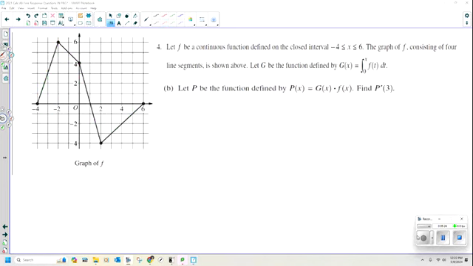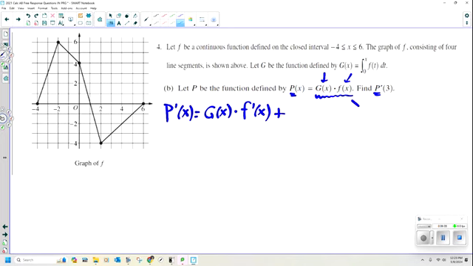All right, 4b is telling us, let p be the function defined by p of x equals g of x times f of x. Find p prime of 3. All right, first thing is, I want to find the derivative of p before I even think about plugging in a 3. I am multiplying two functions, so that screams product rule. So the derivative of p is the first, g of x, times the derivative of the second, f prime of x, plus the second, just as it is, f of x, times the derivative of the first, g prime of x.